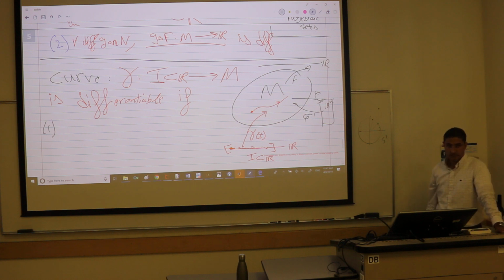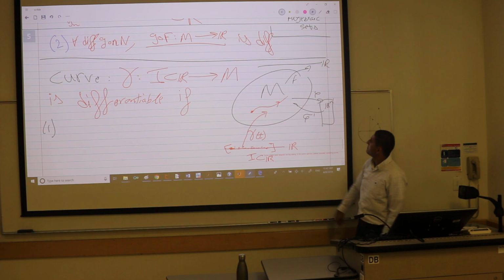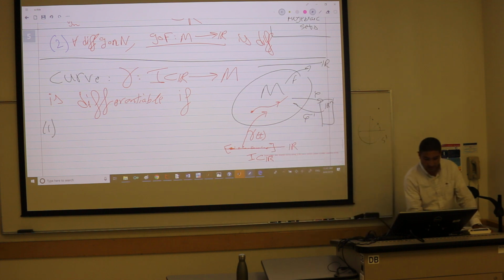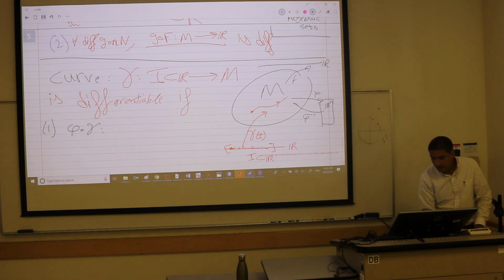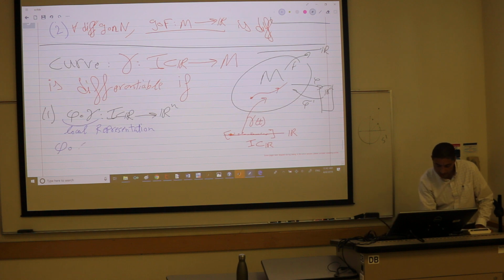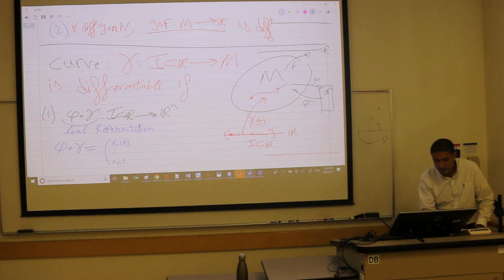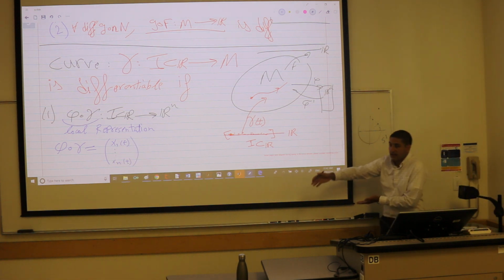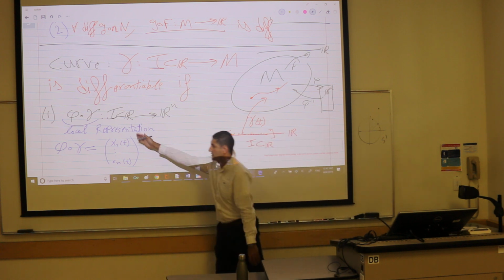Well, compose gamma with phi. So phi composed with gamma. This is a map from the interval in R to Rn. Actually, like I always say, this is the local representation. In coordinates, phi composed with gamma looks like the following: x1 of t up to xn of t. So when I write it in coordinates, this is how it would look. And just check if this is differentiable or not.